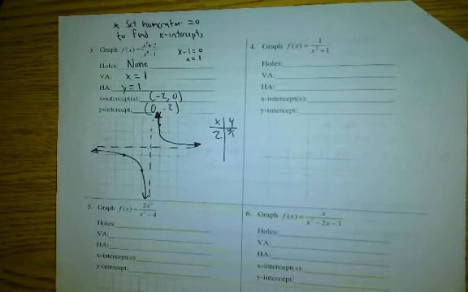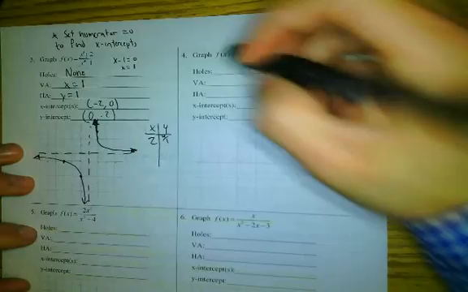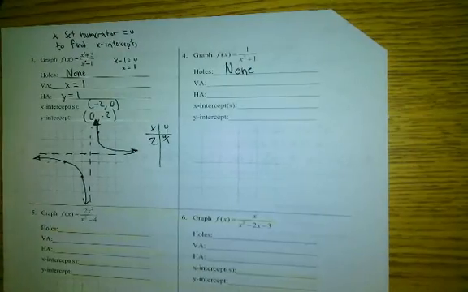Alright, can we simplify this before we get started? Is the denominator factorable? No, it's not. Okay, so are there any holes? None. Alright, let's talk about vertical asymptotes first. Remember to set your denominator equal to 0. If you set your denominator equal to 0, what's going to happen?